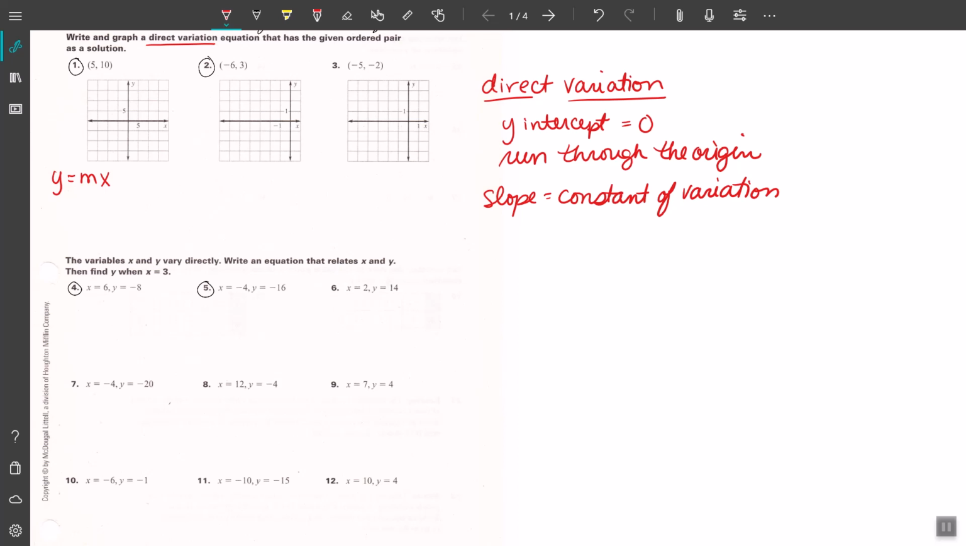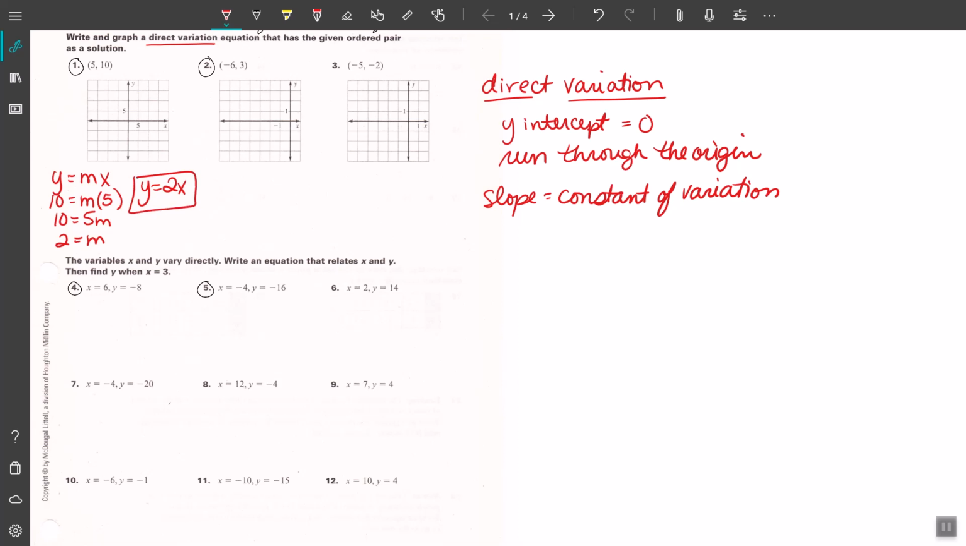So now what I can do is I have a point on that line. I can calculate my slope by using that point. So I can put 10 in for y and 5 in for x. My m is the variable that I'm going to solve for. And so I'm going to end up with 10 equals 5m and m equaling 2. So my slope is 2. My y-intercept is 0. And so my direct variation equation becomes y equals 2x.